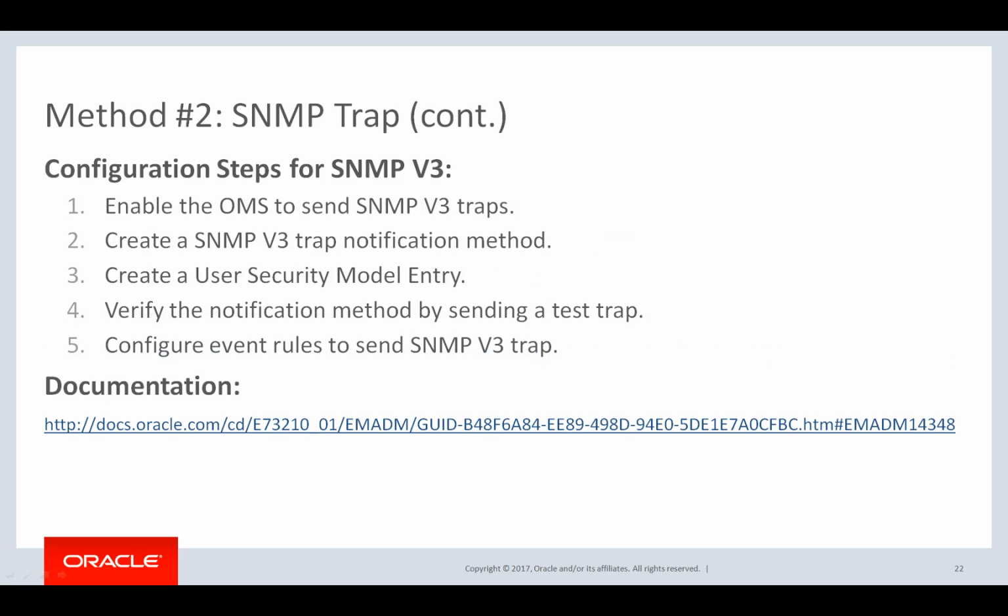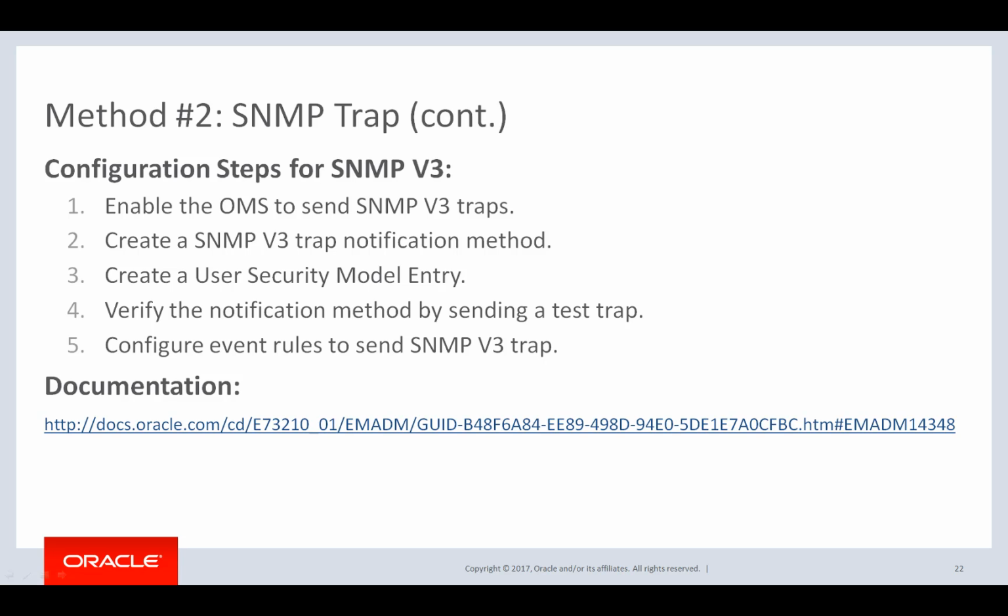The configuration steps for SNMP v3 are very similar to v1, except there are a couple of additional steps to provide an additional layer of security. Steps 2, 4, and 5 are the same as SNMP v1. Steps 1 and 3 involve enabling the OMS to send SNMP traps and defining user security settings for SNMP trap notifications. There are 5 steps to configure an SNMP v3 trap.